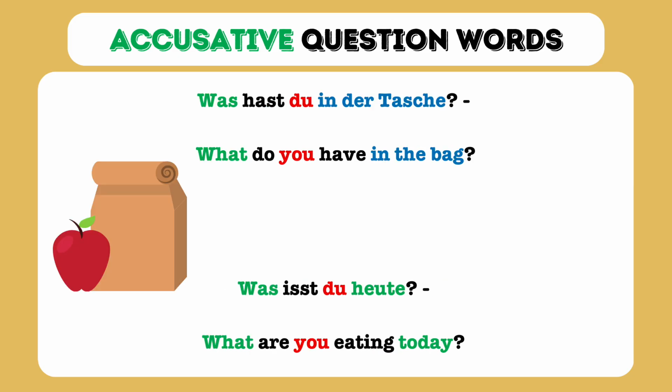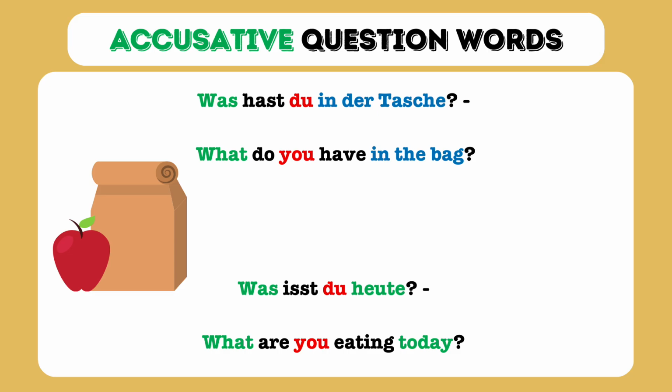In the accusative case examples we have, "Was hast du in der Tasche?" What do you have in the bag? "Was isst du heute?" What are you eating today? In the first one, "du" is the subject, which tells us that you have something. The something that you have is the thing that we're asking about, which is "was," or what.